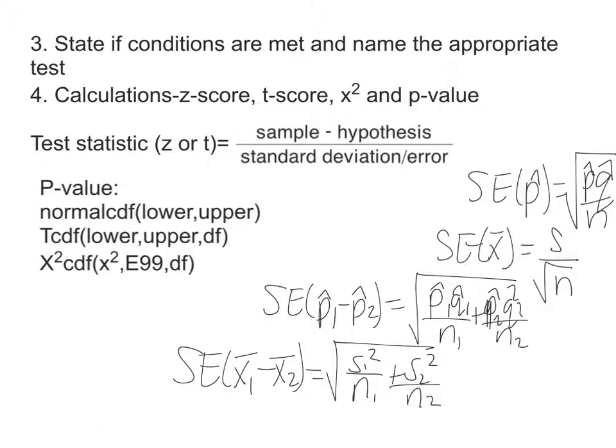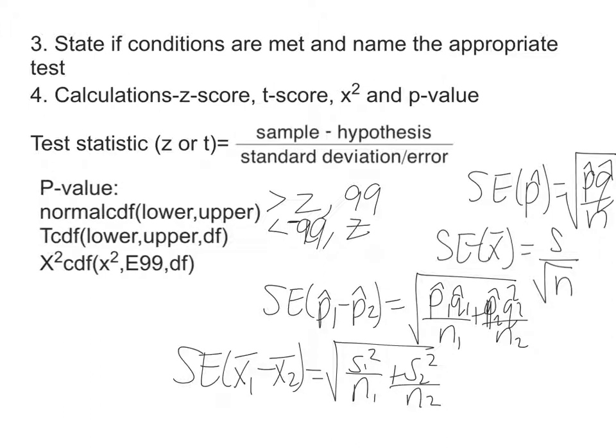Remember that variances always add, so we're never going to subtract in these equations. And then after you have your test statistic, you calculate your p-value using normal CDF. If it's greater than, you're going to do your z comma 99. If it's less than, you're going to do negative 99 comma your z-score.